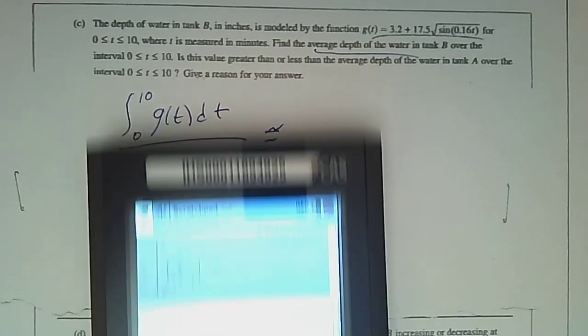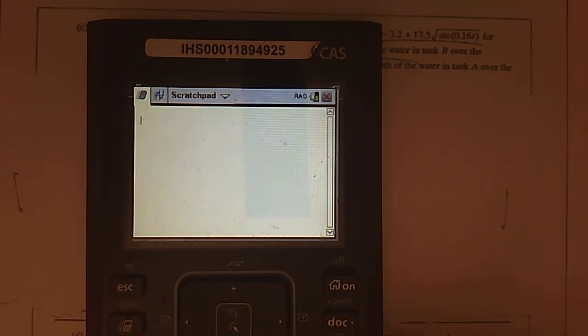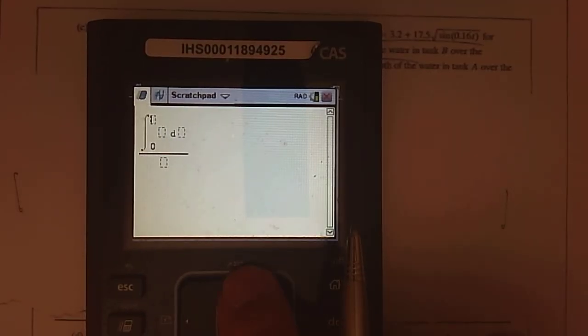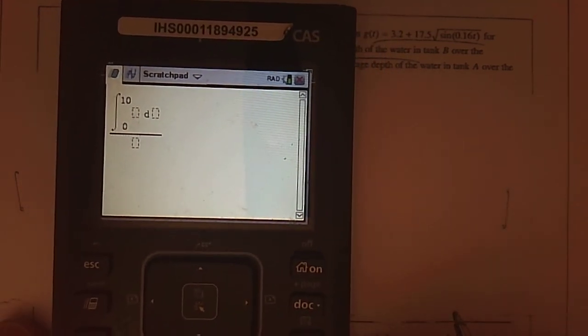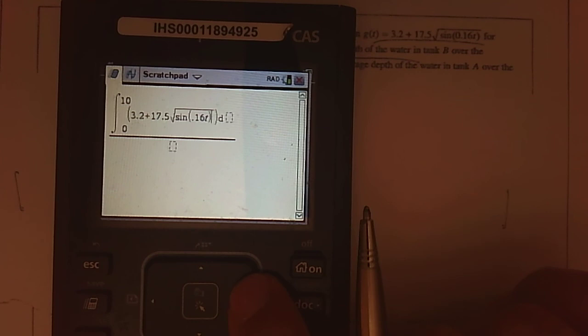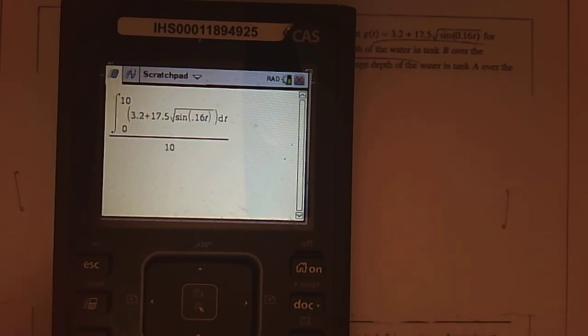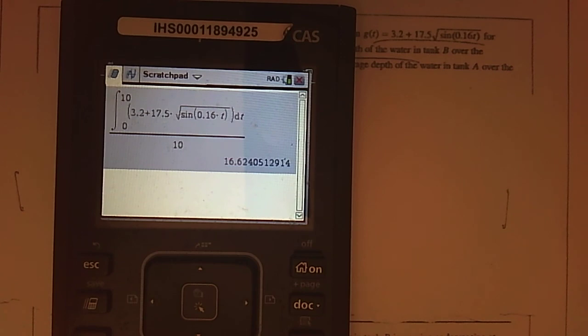So let's do that together. Let me clear this out. All right, first I'm going to do the divide sign, and then I'm going to integrate. And I'm integrating from 0 to 10. And I'm going to type that in. So 3.2 plus 17.5 times the square root of sine of 0.16t, and then just make sure it's dt. And then in the bottom would just be 10 take away 0, or 10. So control enter. And what's the average height there to 3 decimal places?